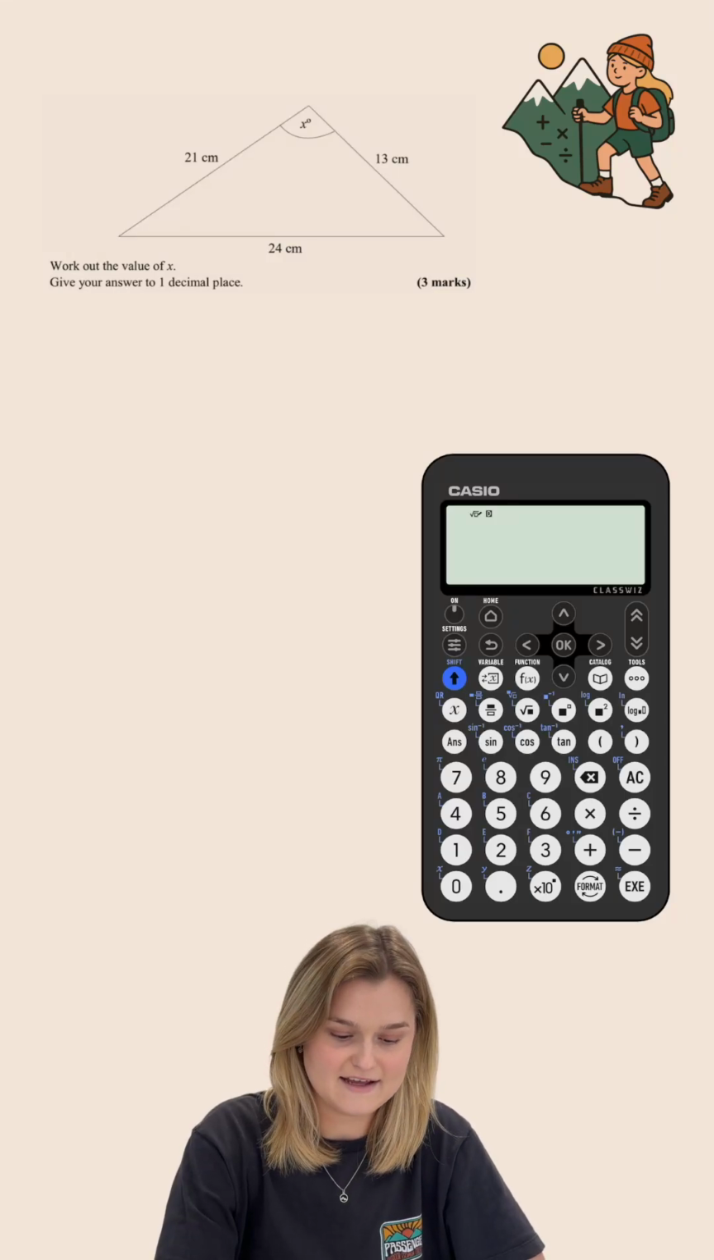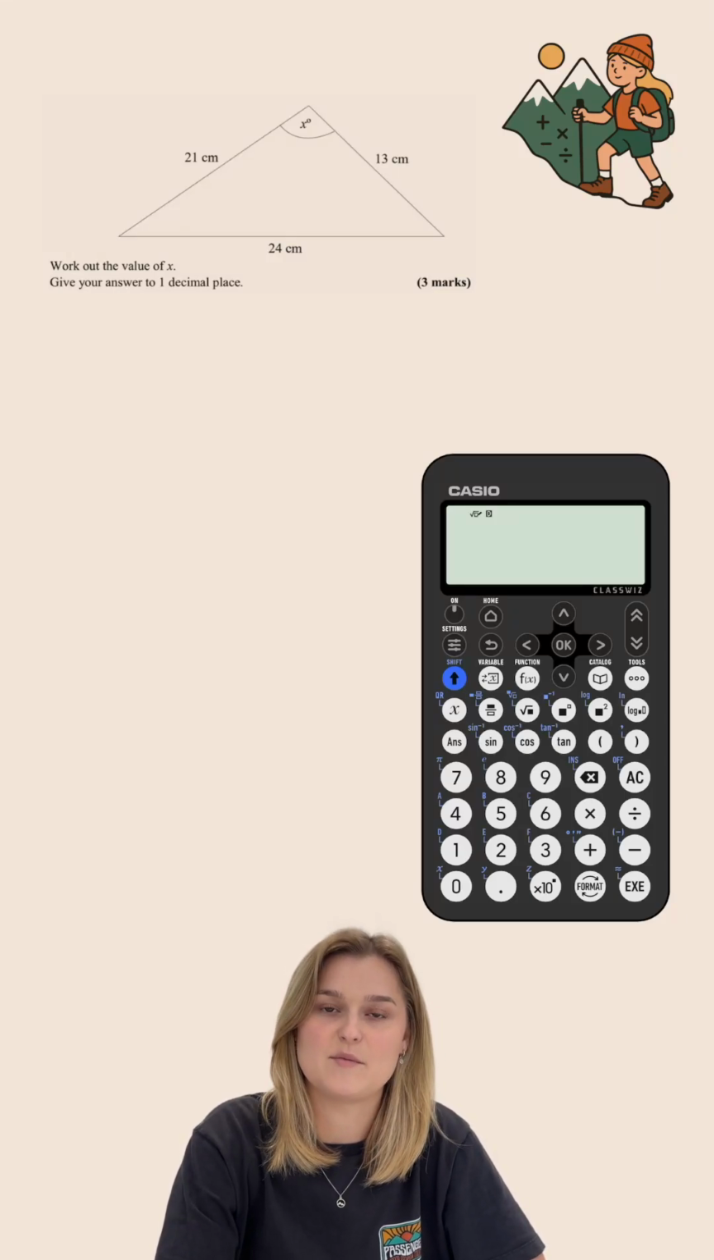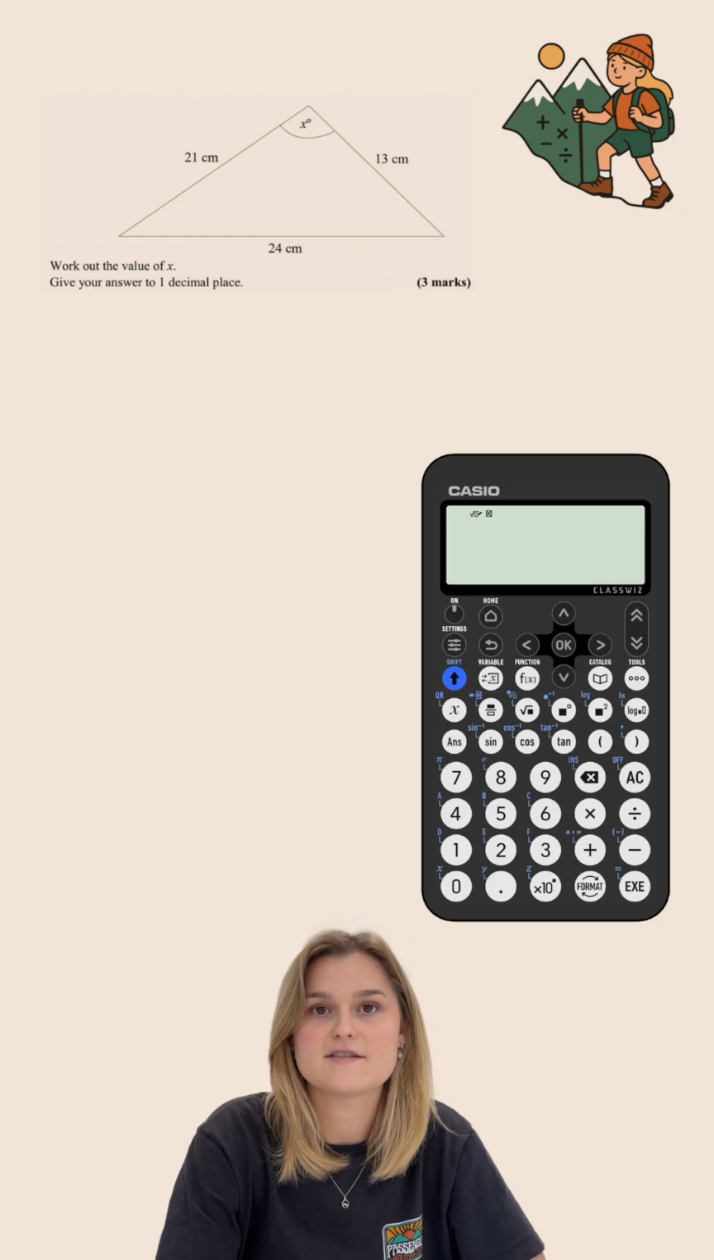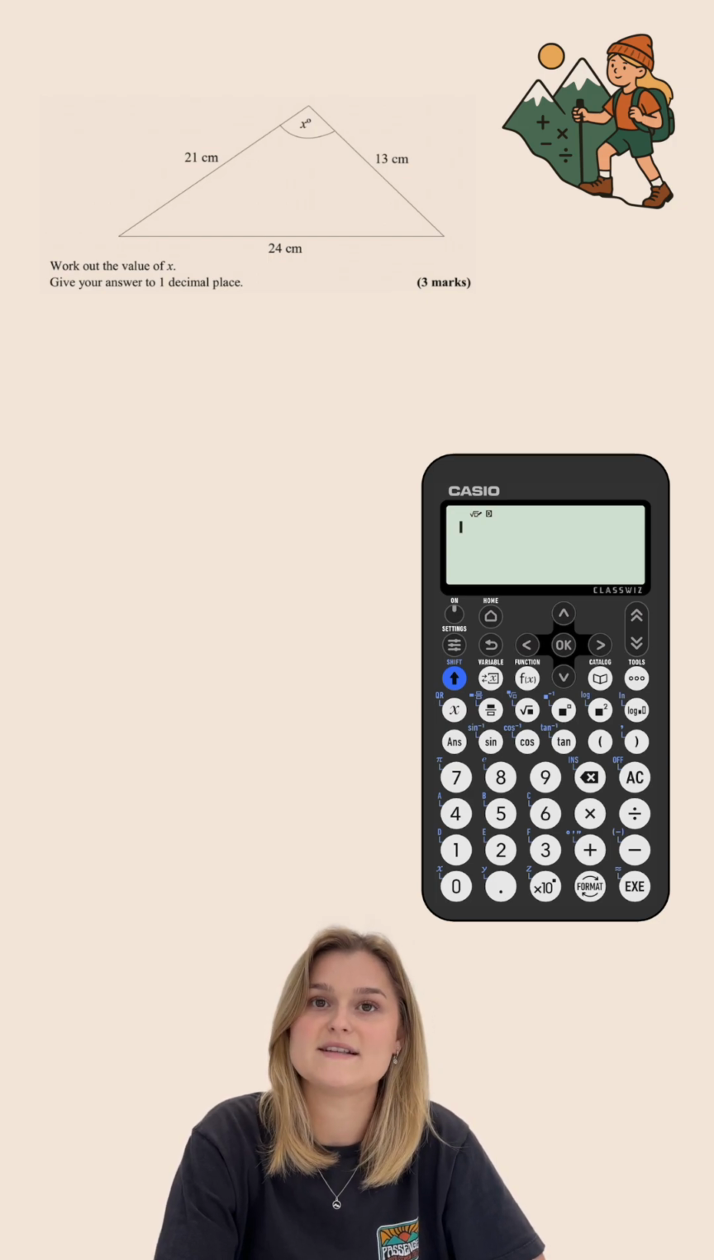Work out the value of x, give your answer to 1 decimal place. Now I'm going to use the cosine rule for this question. I know to use the cosine rule as opposed to the sine rule because I know 3 sides of the triangle and I'm trying to find 1 missing angle.